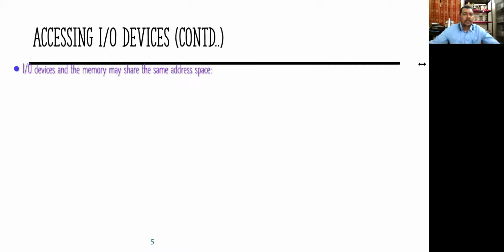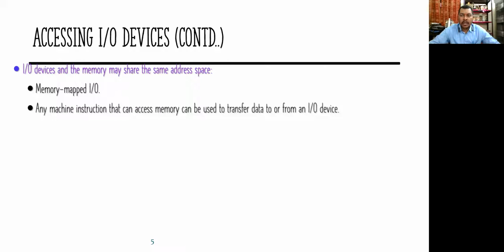So if it is sharing the same address, then what type of programming do we require on that? We have memory mapped input output, which means the memory and input output devices share the same address lines. The machine cycles used for memory are also used for the input output device, and it requires simpler software. So this is one way to use the same address space for input output devices.